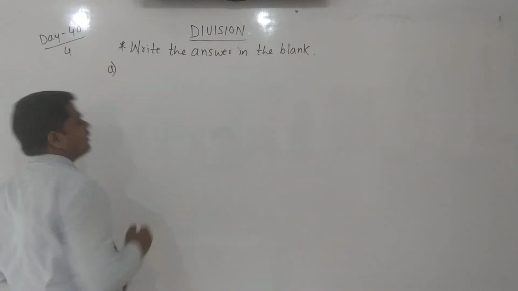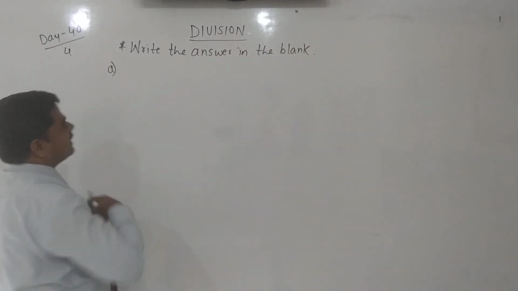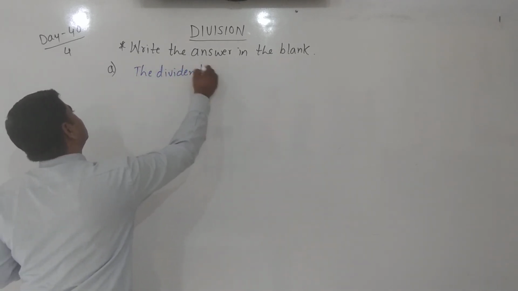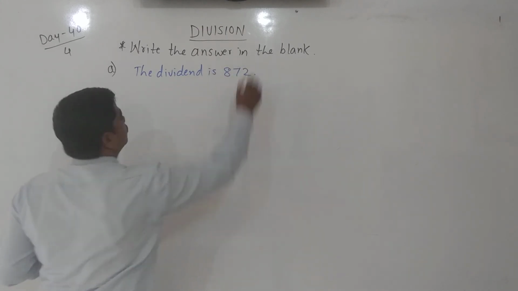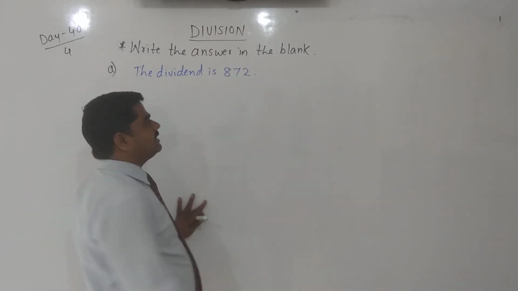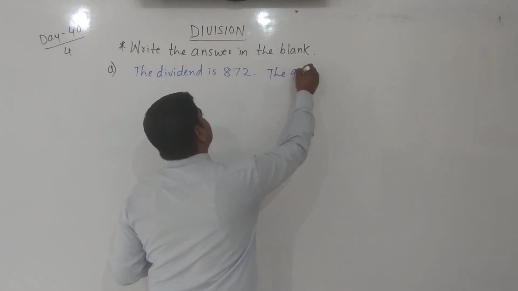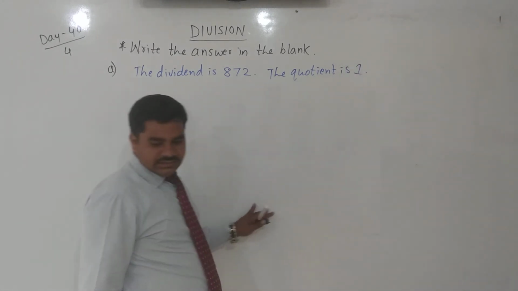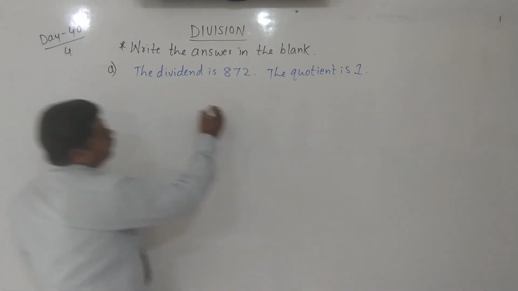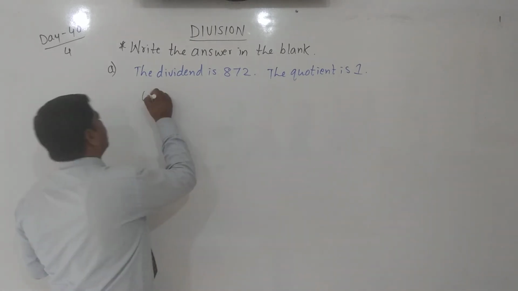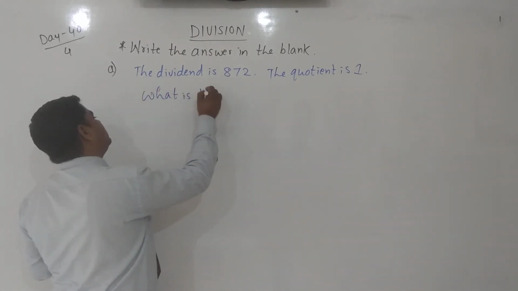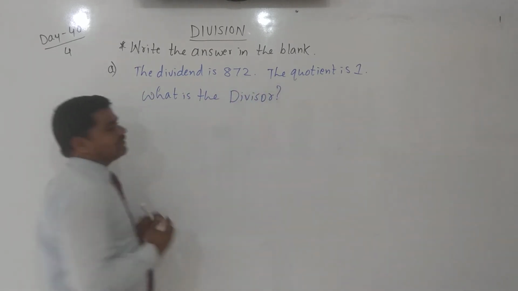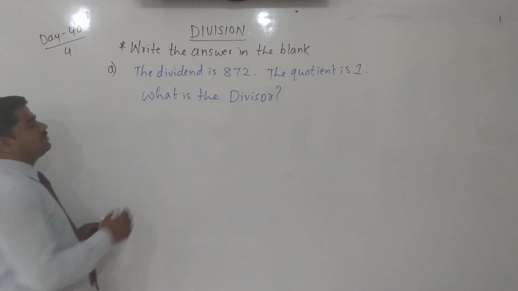A, first one: the dividend is 872. The quotient is 1. Then what is the divisor? Here we will continue. What is the divisor? Yes, you have to change this sentence into numbers. First, how? It is so simple.